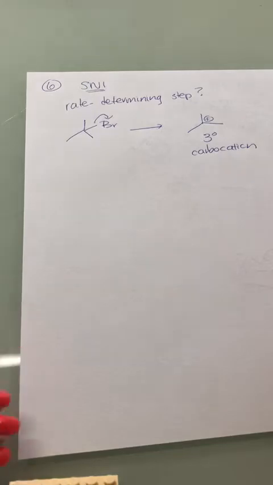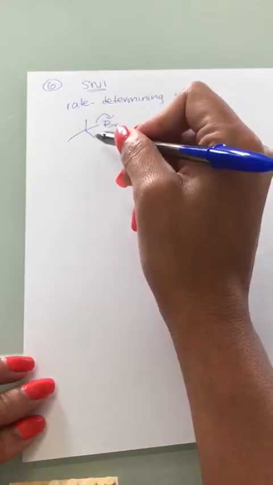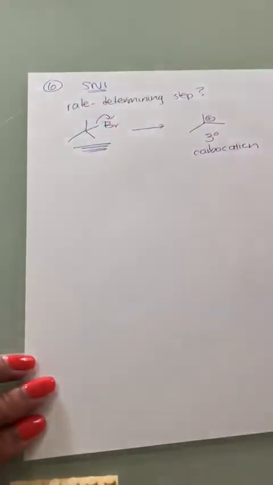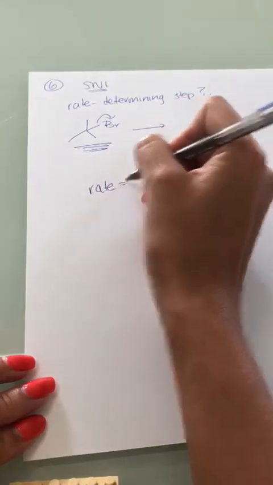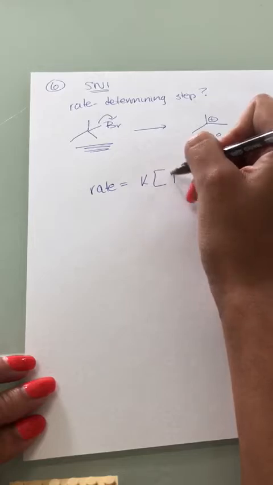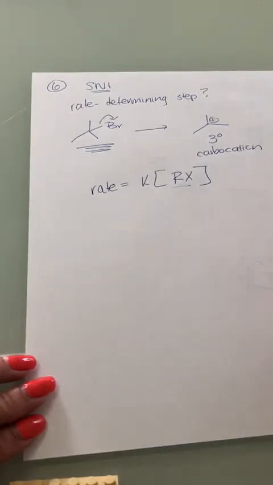And what you see here is that this step only depends on the haloalkane. You do not see the participation of the nucleophile in this step. So the rate will depend on just the concentration of the haloalkane, RX for haloalkane. Why not the nucleophile? Because the nucleophile is not participating in the rate determining step.